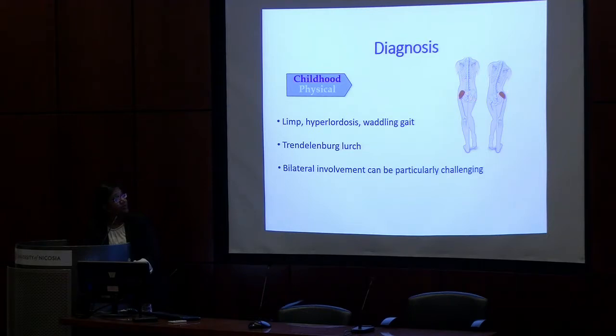So normally when you stand on one leg, your abductors keep your pelvis level. Whereas if you have a dislocated hip, your abductors are not going to be able to do that well, and so your hip drops to the unaffected side, and you compensate by leaning over. So that's your Trendelenburg sign. But if they have bilateral involvement, again, it can be challenging to identify.